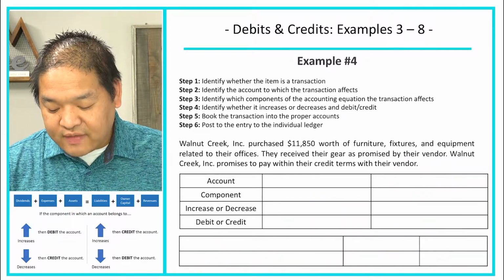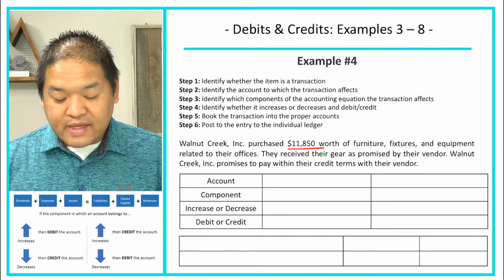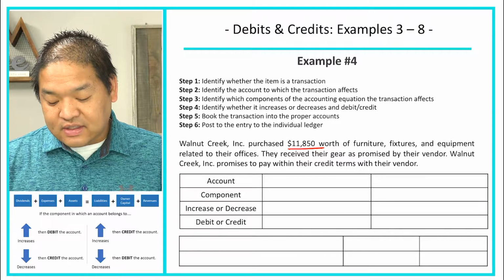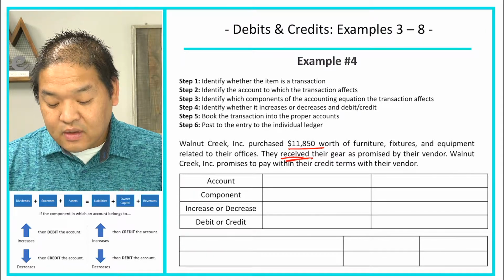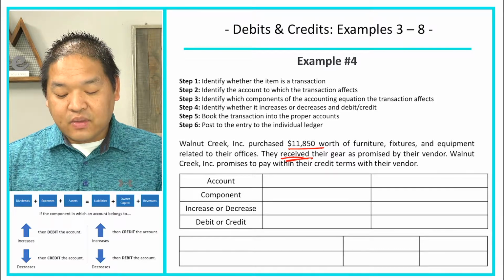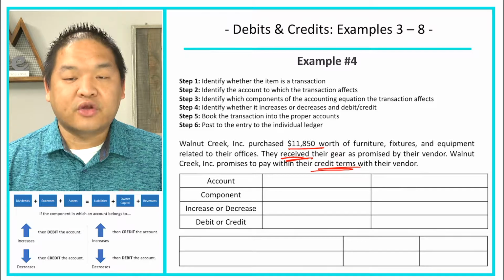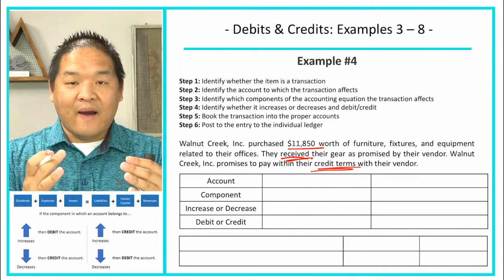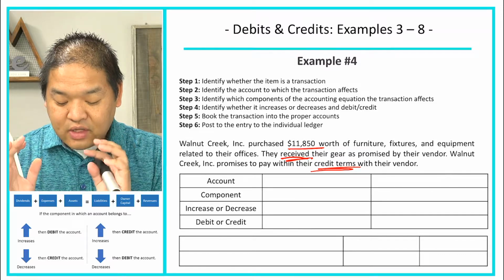Walnut Creek purchased $11,850 worth of furniture, fixture, and equipment related to their offices. They received their gear as promised from their vendor, so they have received it. Walnut Creek Inc. promises to pay within their credit terms with their vendor. So they're going to pay with credit terms, meaning that they're not paying now, but they're going to pay sometime in the near future. All right, so let's start with the account.